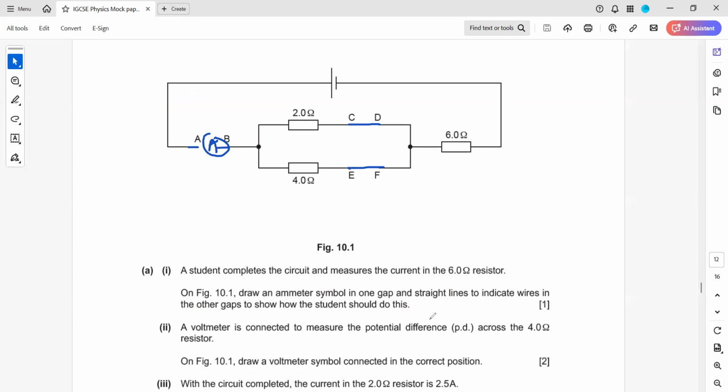A voltmeter to measure the potential across a 4 ohm resistor. So I need a voltmeter, connected in parallel to the 4 ohm resistor. On the figure, draw a voltmeter, connected. Then with the circuit completed, the current in the 2 ohm is 2.5 amp. So the current is 2.5 ampere here.